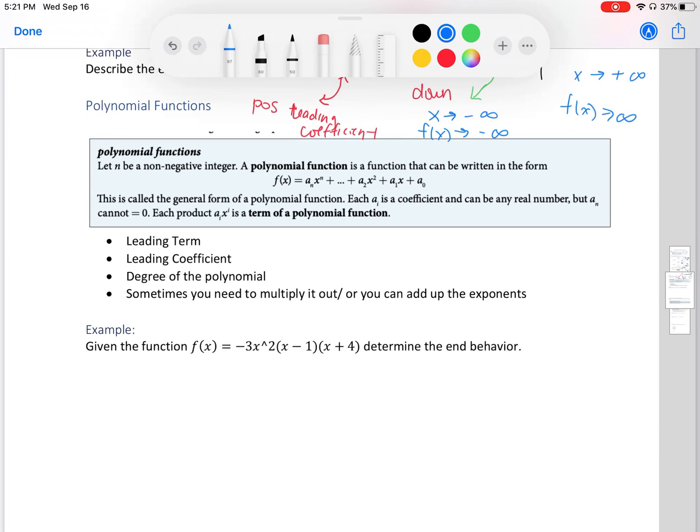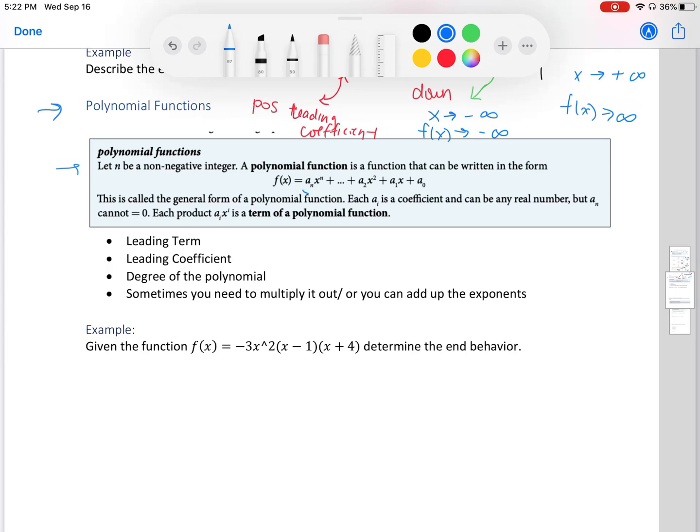Okay, let's define a polynomial function. Don't let this notation throw you off. Let's begin. Let n be a non-negative integer. A polynomial function is a function that can be written of the form f of x equals a sub n x raised to the n power, plus dot dot dot a sub 2 x squared plus a sub 1 x plus a sub 0. So what we're looking at here is a polynomial.